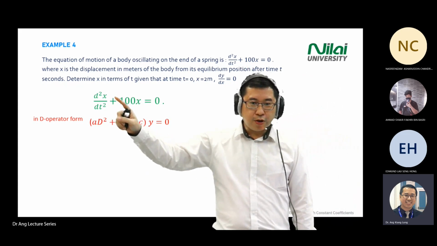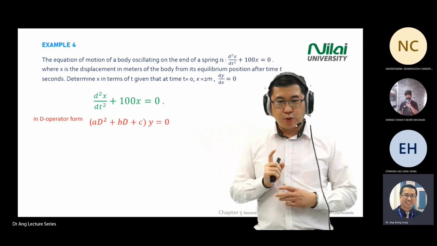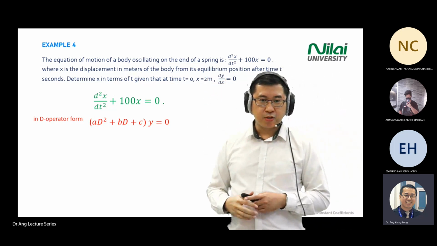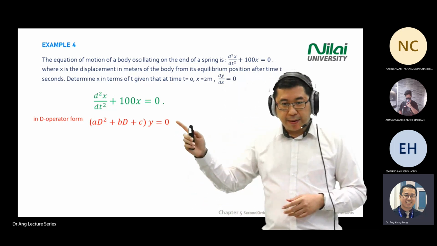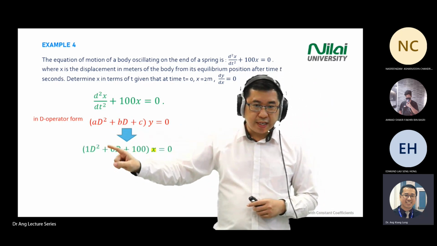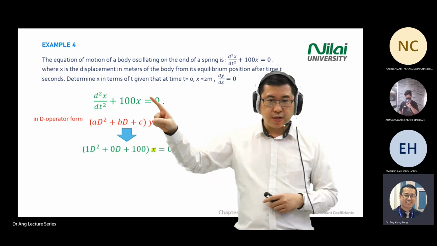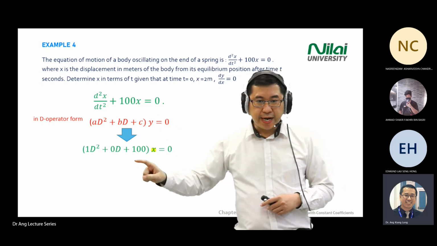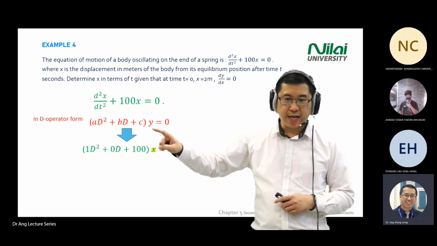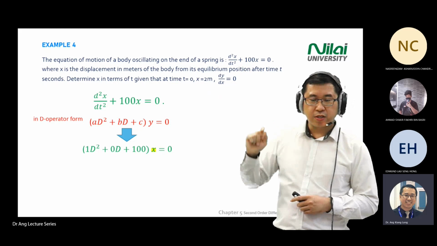So now your Y becomes X already. Again, remember to change this one to X. Don't continue to use Y. Then I'll put a question mark. Where is Y? There's no Y here. Right? So change accordingly. Adapt accordingly. First step, write in the D operator form. So this one, I write the 1D square just to remind you. It's not 0. Then there's no D here. I write 0. And this one, you copy 100. Again, bracket. This one becomes X already, not Y, because the question does not have Y, they use X and T, so you modify a little bit.